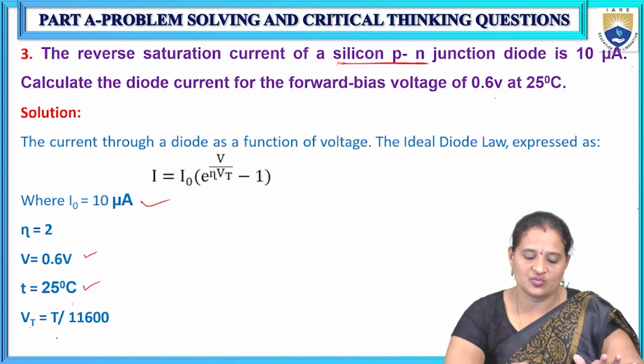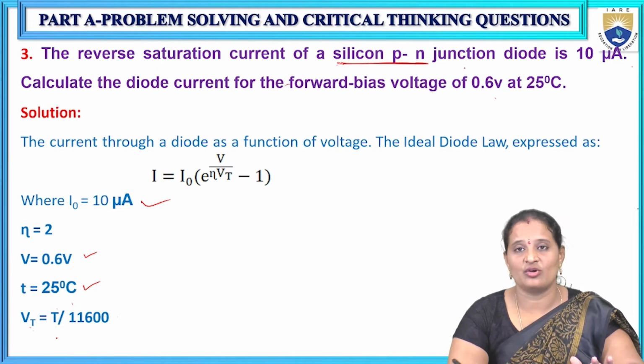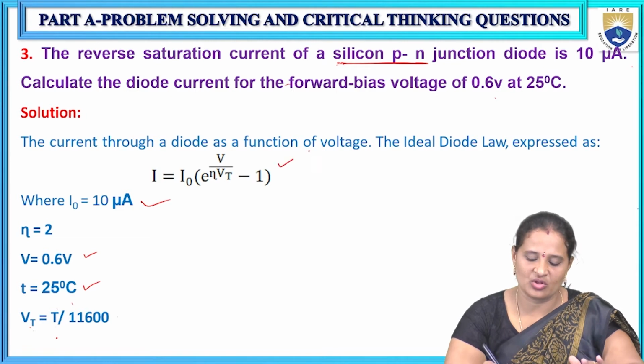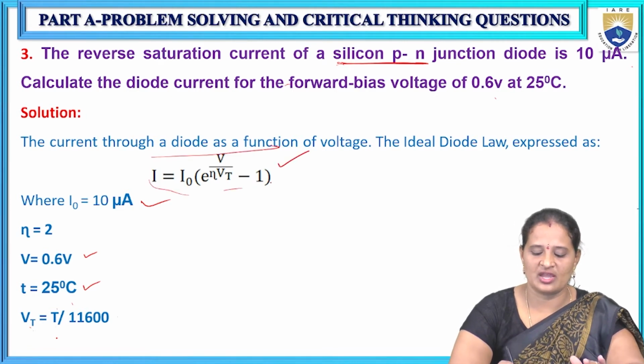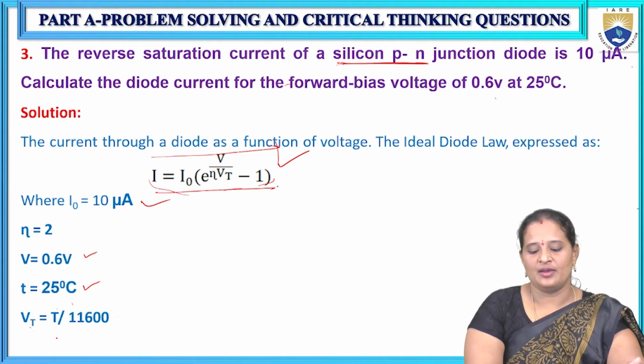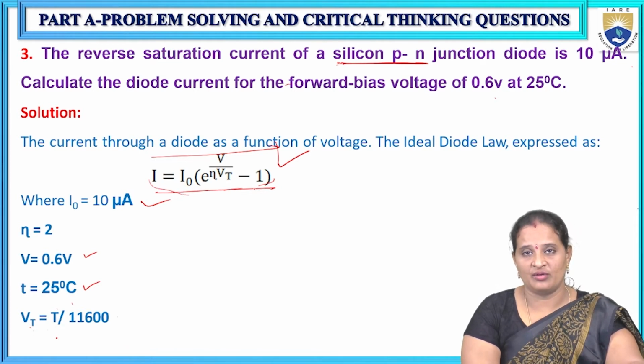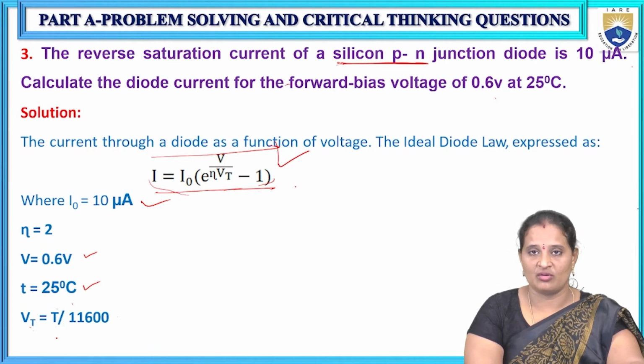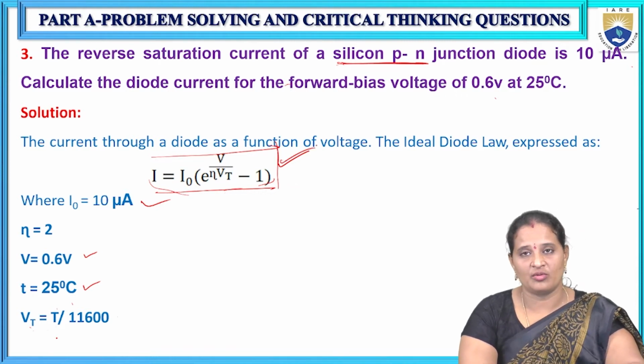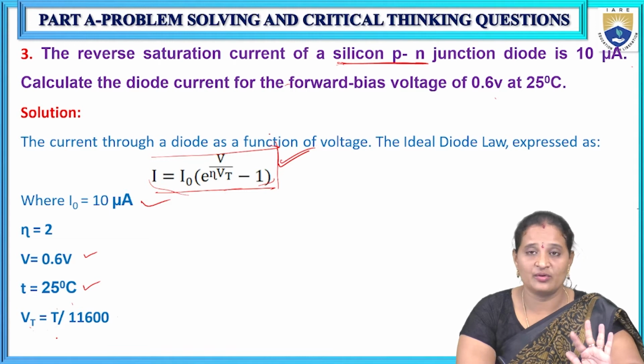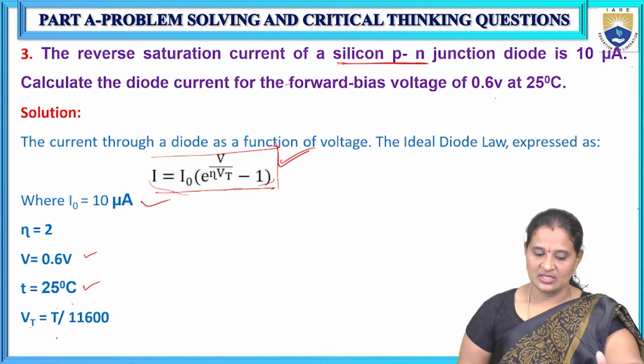So what he asked us to find, calculate the diode current. Diode current we need to calculate. Just substitute all these values in the diode current equation. I is equals to I0 into E power V by eta Vt minus 1. So for this formula, you will get some marks, and if you get the exact value, then you will get full marks. So this is the third question.